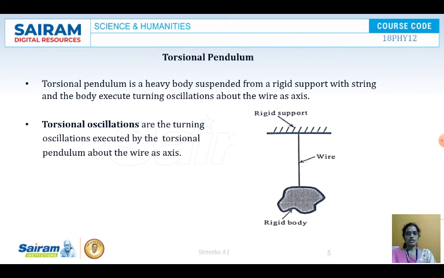What are torsional oscillations? These are the turning oscillations executed by a torsional pendulum about the wire as an axis. As I told you, it will be a twist along the axis of the wire, which is the axis of rotation. You are standing straight, and in the same position if you move towards your right or left, the upper part changes direction while the lower part is fixed. Like that, there is a small twist in the angle by the torsional pendulum. Those oscillations are called torsional oscillations.